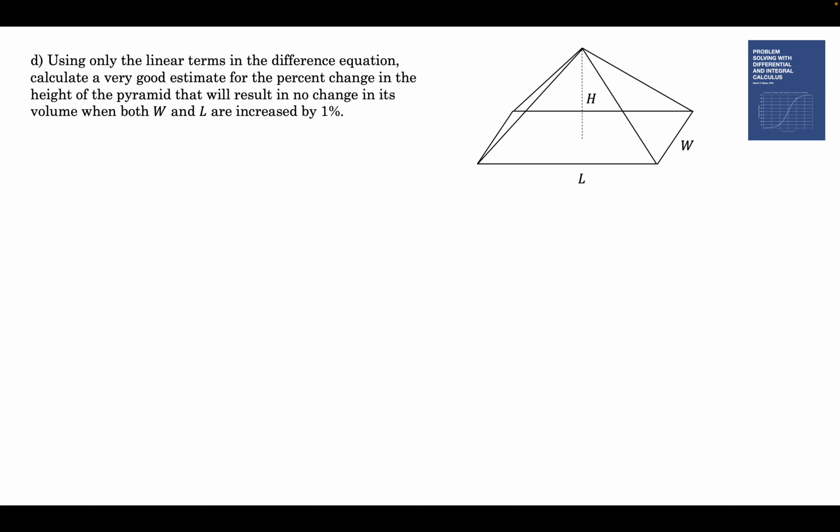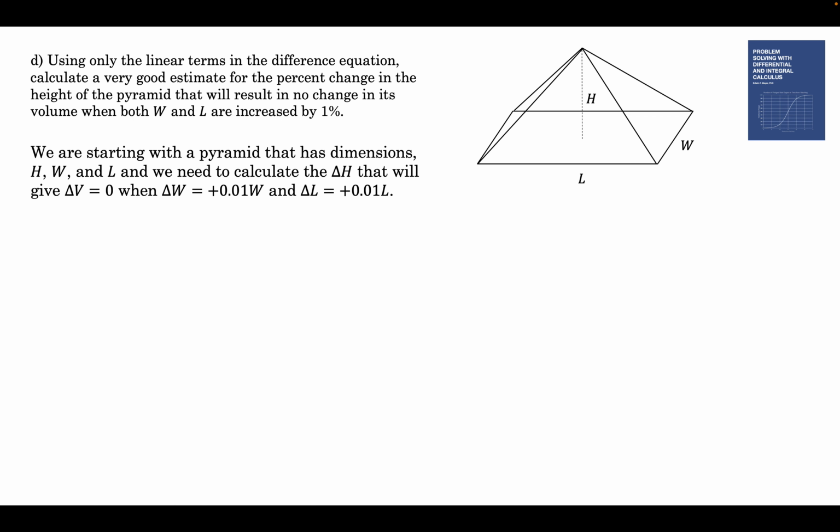On to part D. Part D is using only the linear terms in the difference equation. Calculate a very good estimate of the percent change in the height of the pyramid that will result in no change in its volume when both W and L are increased by 1%. This is a nice calculus problem. We're increasing W and L by 1%, and we don't want the volume to change. So if we make W and L 1% bigger, we have to shrink the height to keep the volume the same. So the question is, by what percentage do we have to change the height?